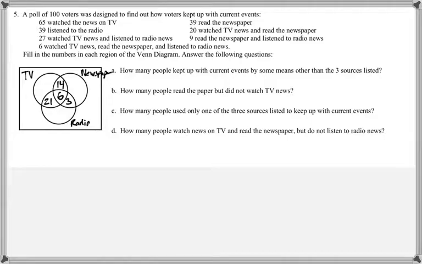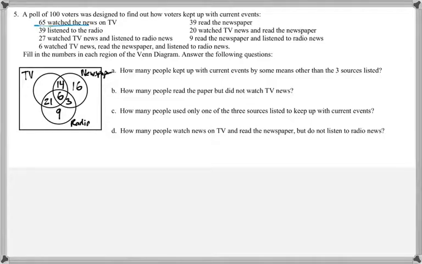Now I'm ready to work on the circles. 39 listened to the radio, which means this circle needs to total 39. So to get this region, I want to take 39 and subtract these numbers. And that gets me 9. 39 read the newspaper. So to get this region, I want to take 39 and subtract these numbers. And that is equal to 16.